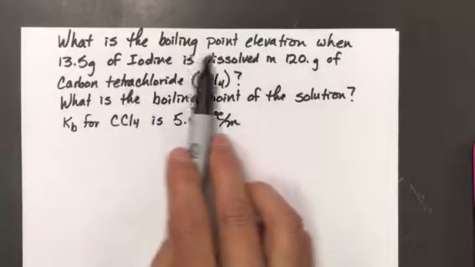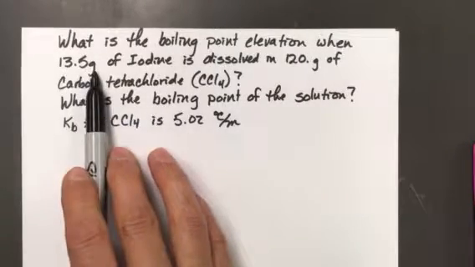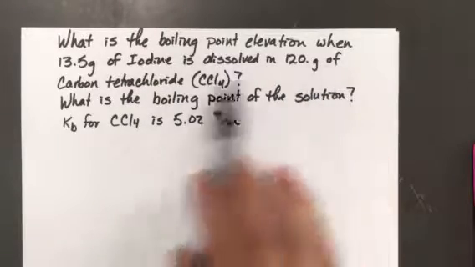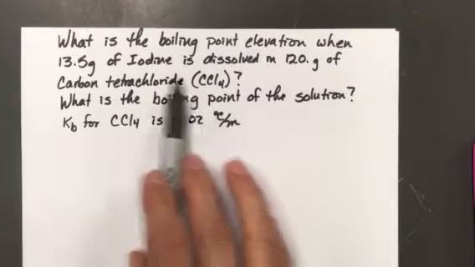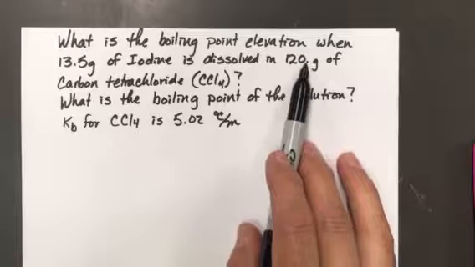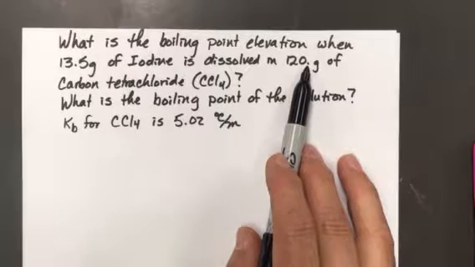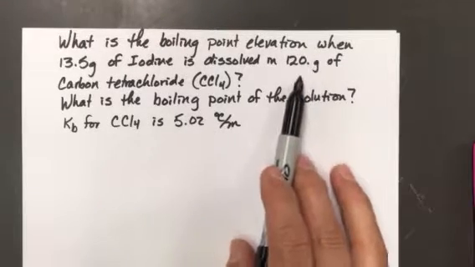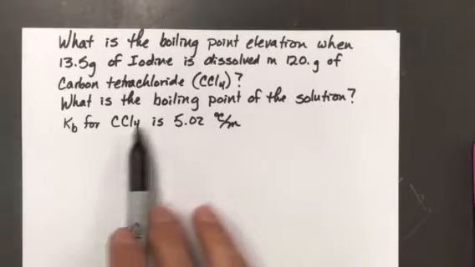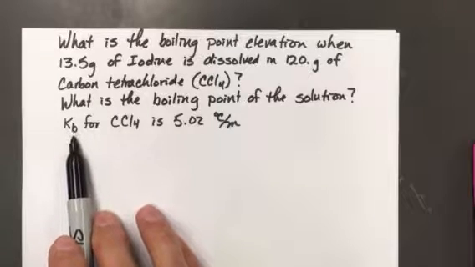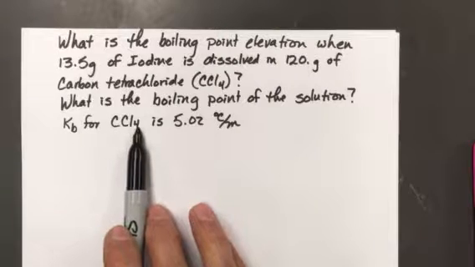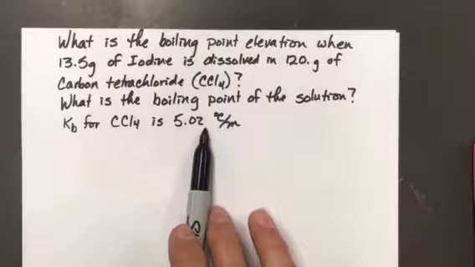Let's read it together. What is the boiling point elevation when 13.5 grams of iodine is dissolved in 120 grams of carbon tetrachloride? First of all, I'll point out there's 3 significant digits here, 1, 2, 3, because of this decimal here. So our final answer should also have 3. Then there's a second question. What is the boiling point of the solution? And then finally it gives us a piece of information.